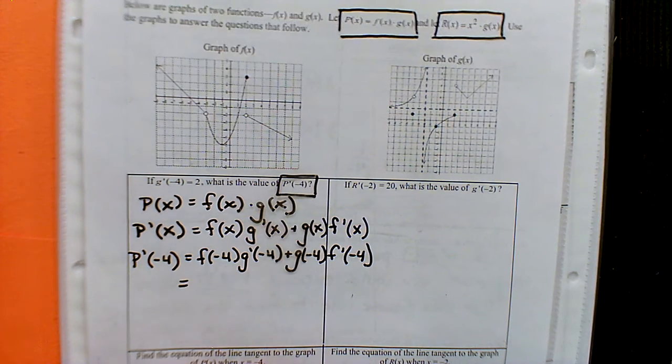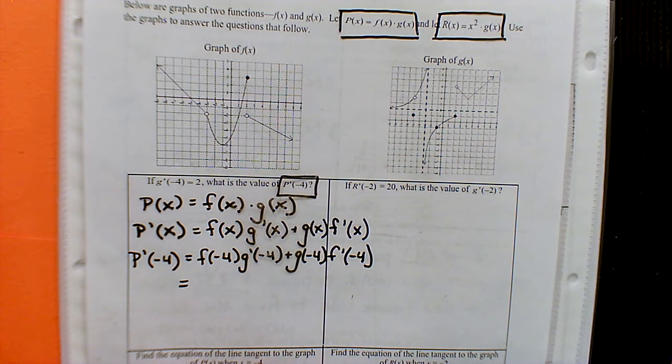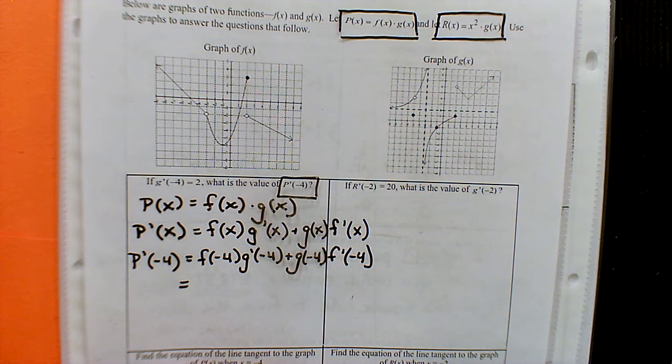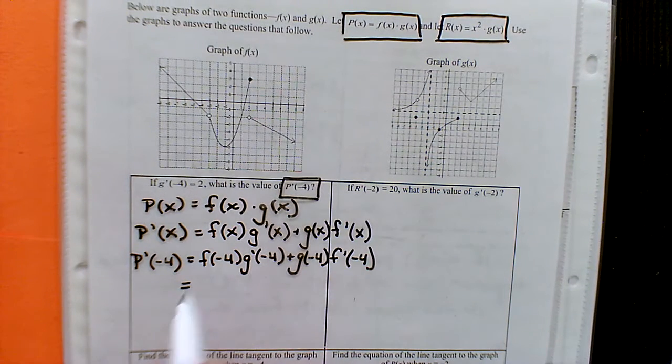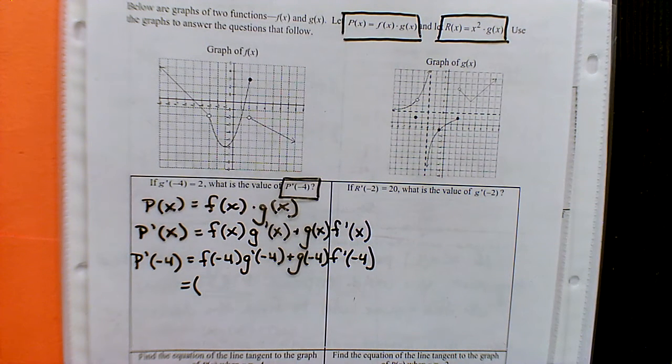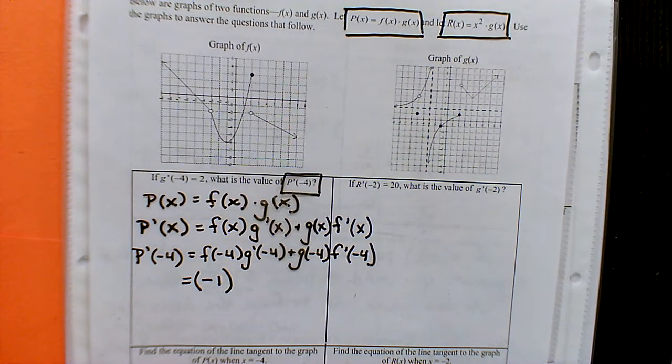All right. So, can we figure out f of -4? Yes. Do we know anything about f? We can use the graph. If you were to plug in -4 as the x value into the f graph, what would you get out? You get out -1. Good. Okay. Do we know what the derivative of the g graph is at -4?